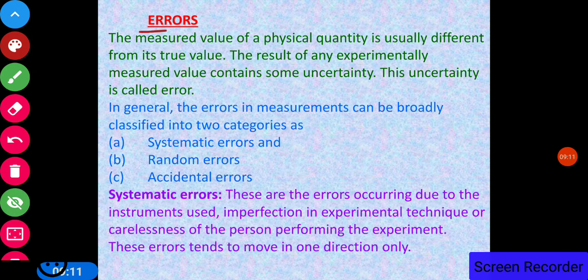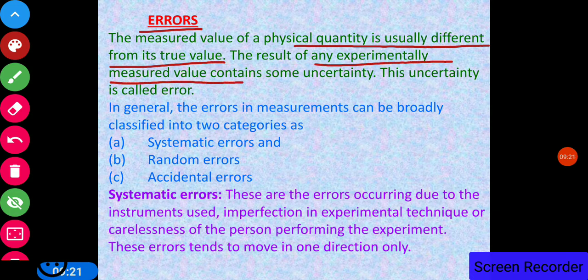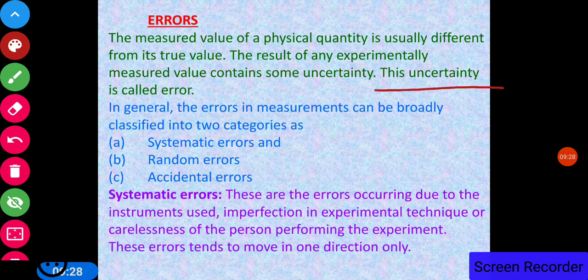Now errors. The measured value of a physical quantity is usually different from its true value. The result of any experimentally measured value contains some uncertainty. This uncertainty is called the error. So error means the uncertainty in the measurement of any physical quantity. These errors can be classified into two categories, mainly the systematic error and the random error.